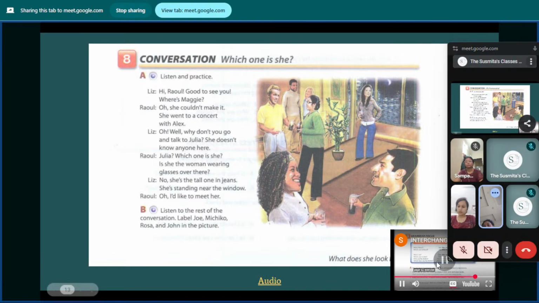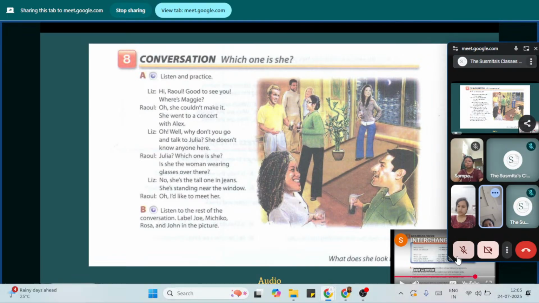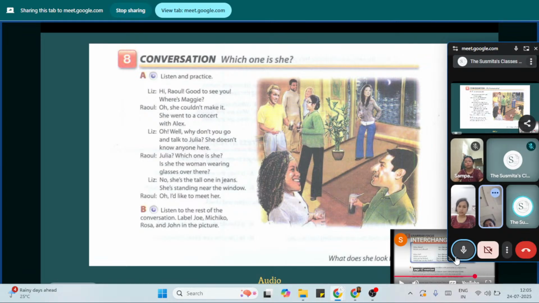Page 62. Okay, did you get the answers? Did you get the answers? Yes, yes. Okay, give me one second.